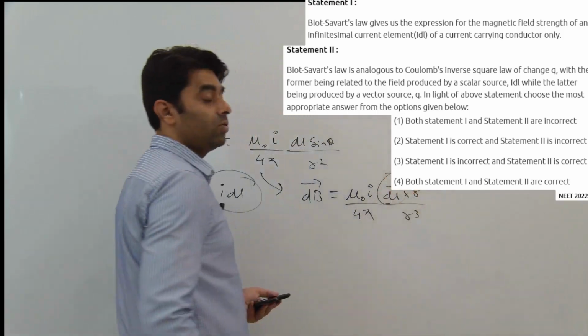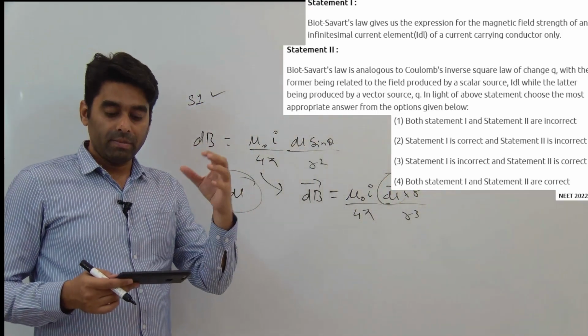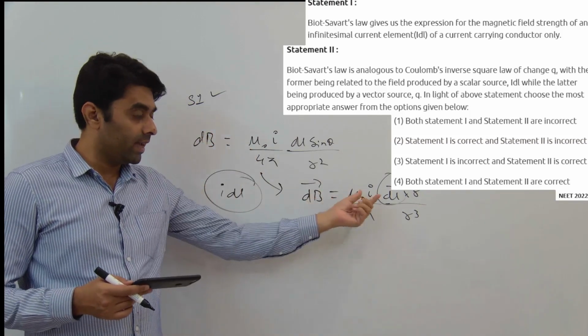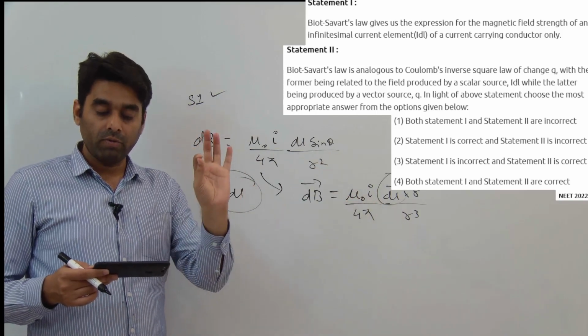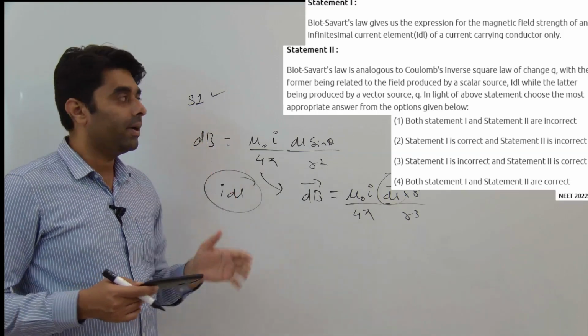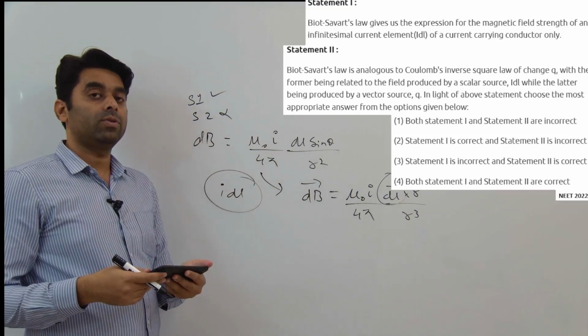That means this is not a scalar quantity over here. In the statement they mention that the Biot-Savart law is finding out magnetic field due to the scalar unit. No, it is finding out due to a vector unit. So this is a wrong statement. Therefore our statement 2 becomes wrong, because Biot-Savart law does not find out over here.